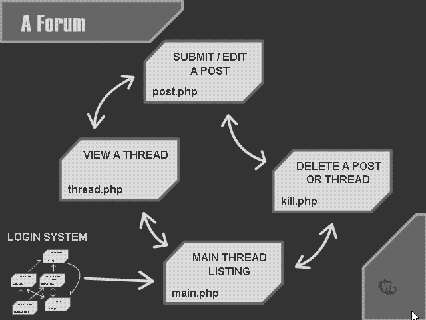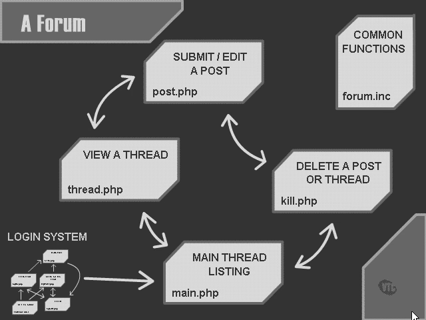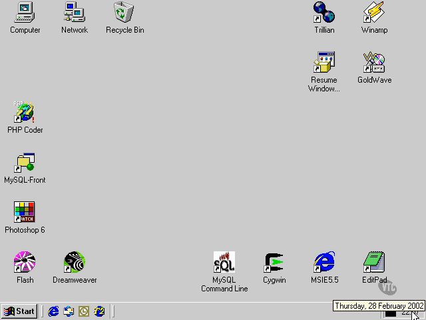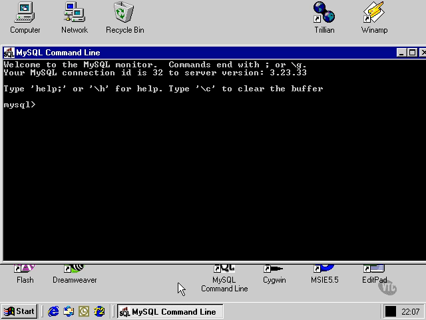Those are the only pages that we're going to need within this forum system. We'll also need an include script with which we can store the common functions that we're going to use within the whole of this forum on each page. Before we begin scripting, let's take a look at the database that I've created for the forum system.